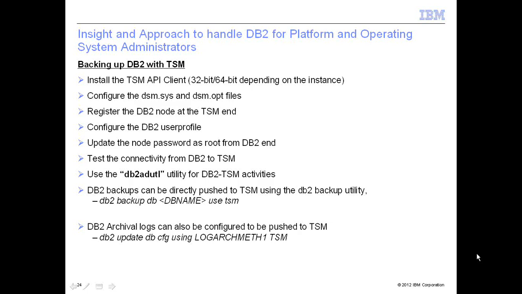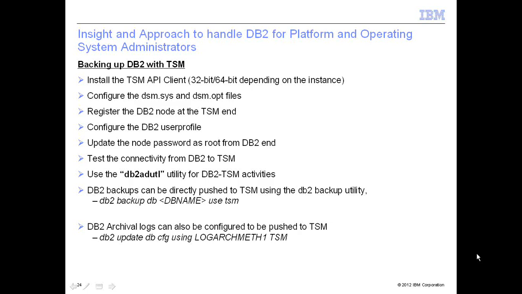You have to configure the DB2 user profile with 3 entries of the path of where these libraries reside. Update the node password as root from the DB2 end. And you will have to test the connectivity from DB2 to TSM. The utility that we use here is the DB2 ADUTL tool. This is used to check what backups are available for the database and what log files are available. It can also be used to retrieve backup images from TSM to the local system. It can also be used to verify a lot of parameters.